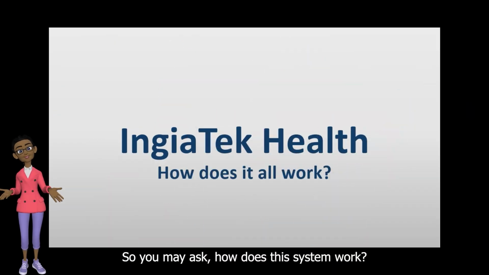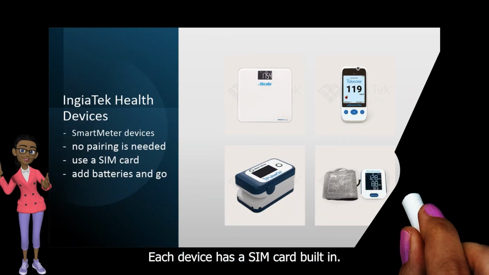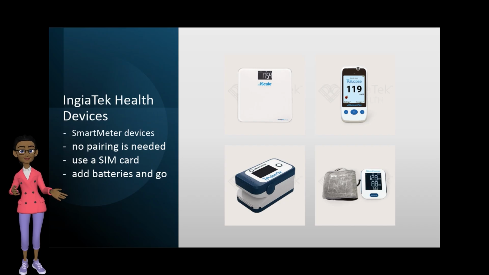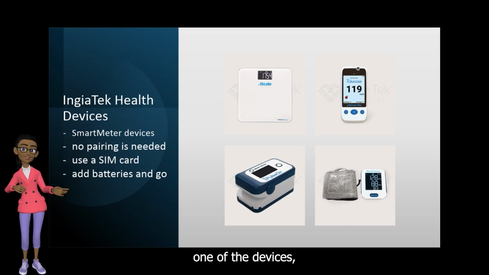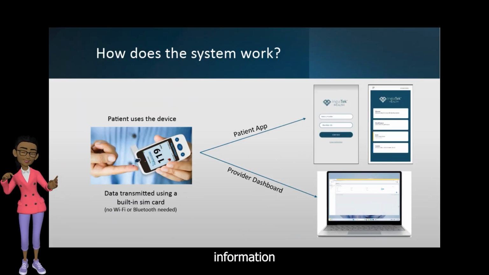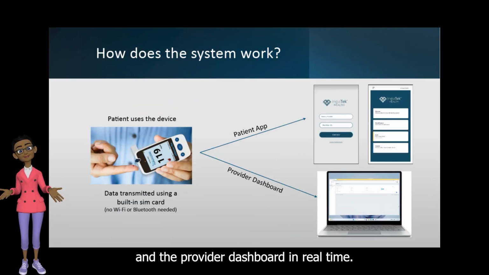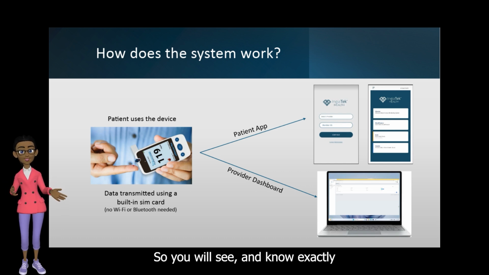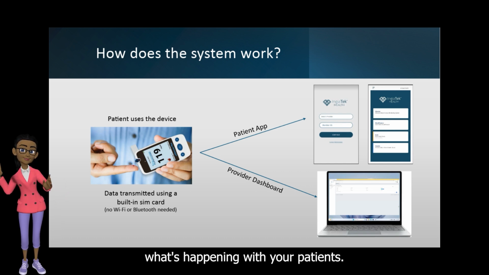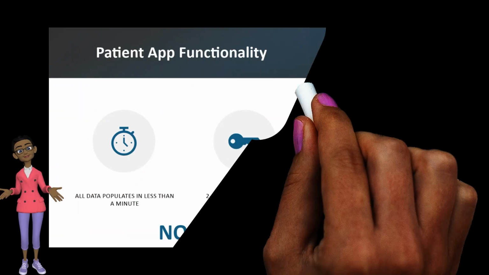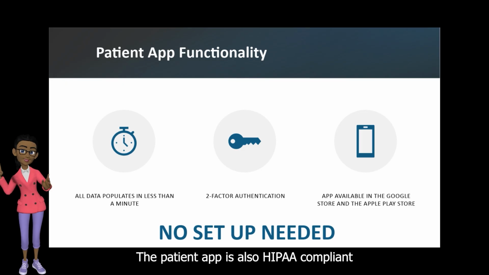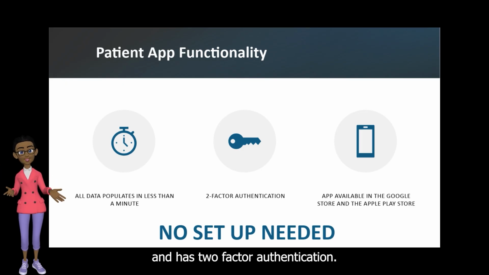So you may ask, how does this system work? Each device has a SIM card built in. So therefore, all of the data that's collected every time someone uses one of the devices, it automatically sends that information to both the patient app and the provider dashboard in real time. So you will see and know exactly what's happening with your patients anytime that you're logged into the Ingeotech dashboard. The patient app is also HIPAA compliant and has two-factor authentication.